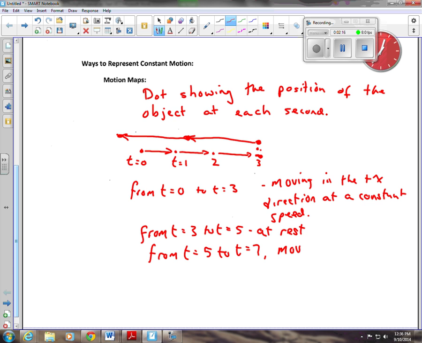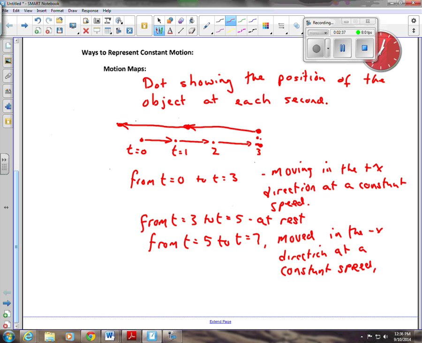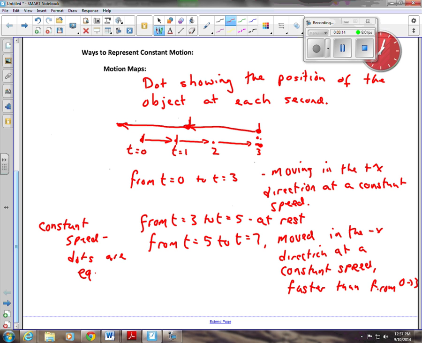Then lastly, from 5 to 7, it moved in the negative x direction at a constant speed. And one thing I can tell, how did the motion differ besides the direction? Well, it went a much farther distance each second, from 5 to 7, than it did from 0 to 3. So we can say that it was faster than from 0 to 3. We can tell it's faster because the line is longer. So if it's constant speed, the dots are equal distances apart.